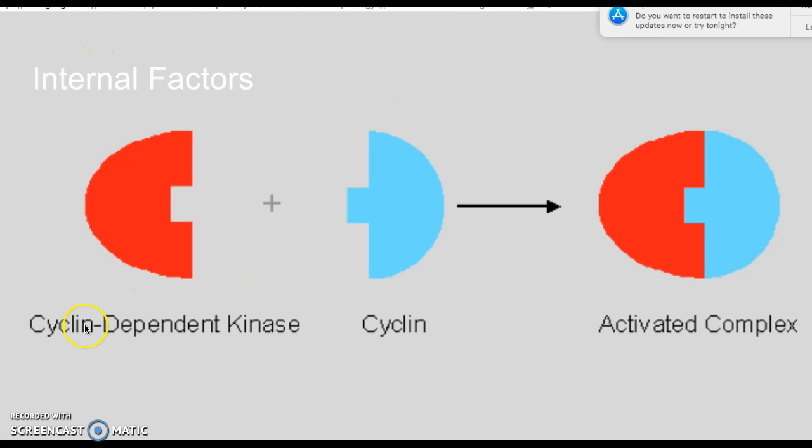As you see here in this diagram, a cyclin-dependent kinase plus a cyclin equals an activated complex. These internal factors are what is needed for the cell to properly go through the cell cycle and to make healthy cells. Kinases are enzymes that transfer a phosphate group from one molecule to a specific target molecule. Again, you see the cyclin and the kinases working together to make an activated complex.